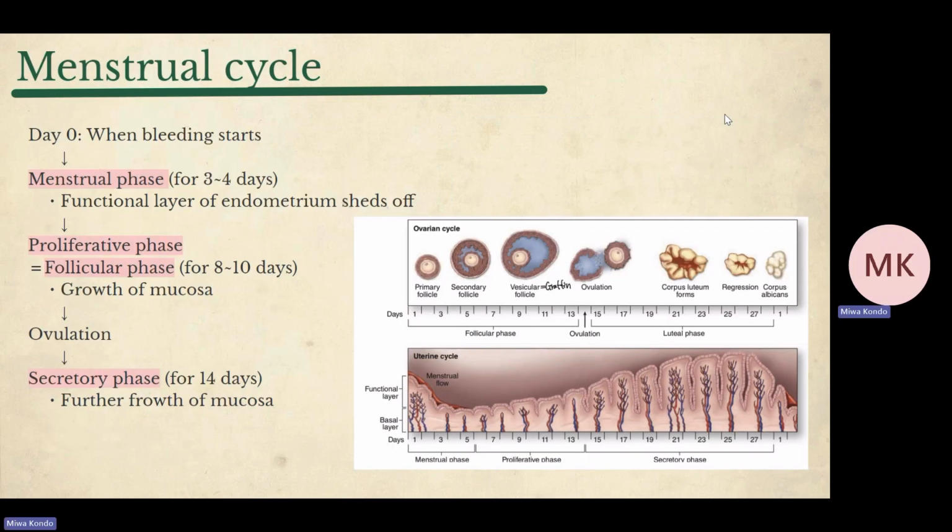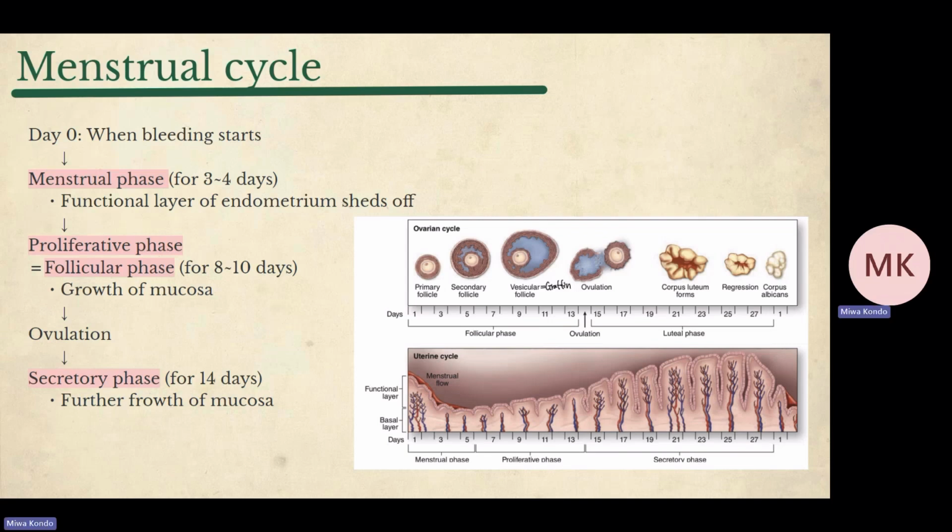Next, let's move on to the menstrual cycle. The cycle begins with menstruation or bleeding, marking the start of the menstrual phase, which lasts for 3 to 4 days. During this phase, the functional layer of the endometrium sheds.